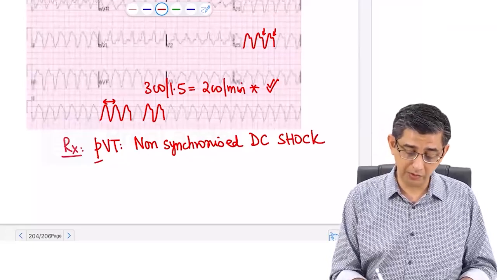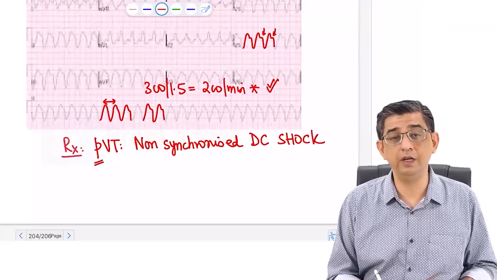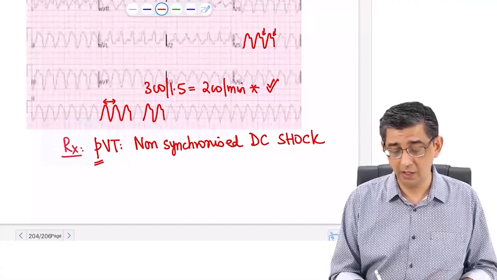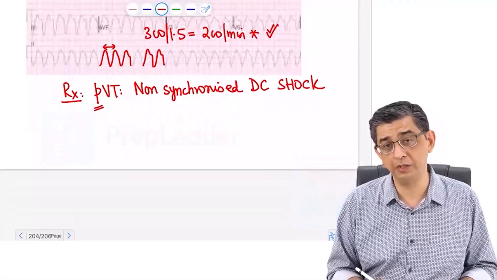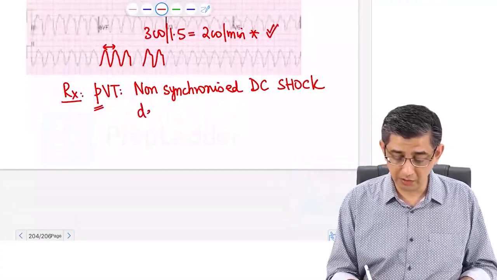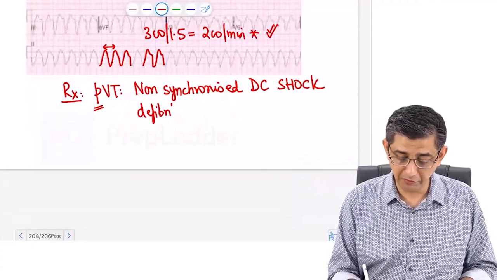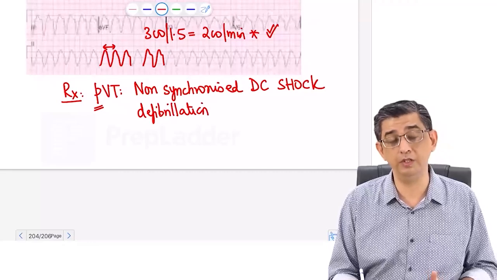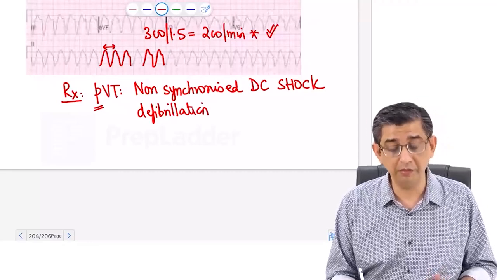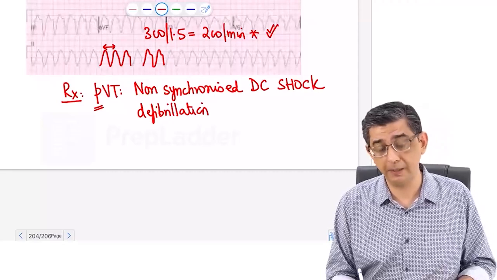Whenever in the multiple choice question he mentions the word PVT, that is a pulseless ventricular tachycardia, your answer will be, I will be delivering a non-synchronized DC shock to the patient. Instead of non-synchronized DC shock, he can also write the word defibrillation, but do not make comment about cardioversion, because cardioversion is synchronized variety and defibrillation would be the non-synchronized variety.